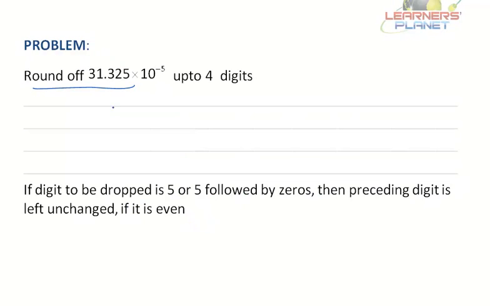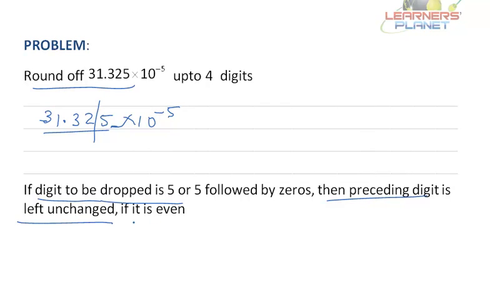Now the next problem is to round off 31.325 into 10 to the power minus 5 up to 4 digits. Okay, so you have to cut off here. The digit to be cut off is 5. So the digit to be dropped is 5. Then the preceding digit is left unchanged if it is even. Okay, so 2 is even, therefore the answer will be 31.32 into 10 to the power minus 5. Okay.